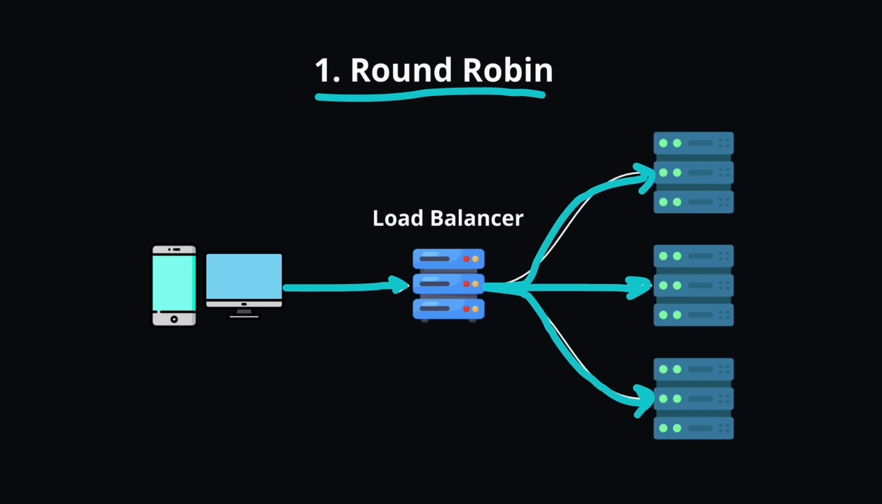And once the last server is reached, in this case server 3, it redirects back to the first server, and then again to the second server, and so on. This works well for servers with similar specifications, meaning if all of our 3 servers have the same capability, then round robin will be a good choice here.